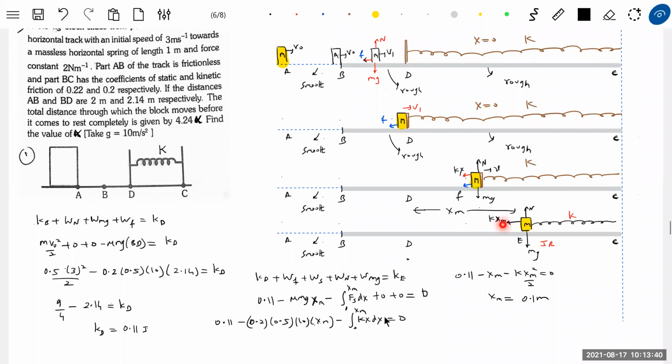It all depends upon whether kxm is greater than friction. What is the static friction? Yes, we have static friction 0.22. So we have to check for that. We'll calculate the static friction now. What is the static limiting friction? Limiting friction FL equals mu s mg. Mu s is 0.22, 0.5 into 10. Anybody, the value of limiting friction?